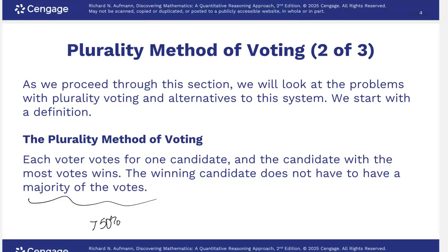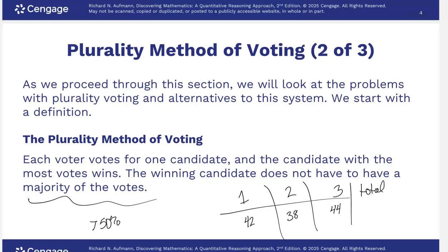So think about how American Idol votes, right? You could have candidate one, you could have candidate two, and candidate three. Maybe this candidate had 42 million votes. Maybe this one had 38 million votes, and maybe this one had, I don't know, 44 million votes. Then we would say, well, candidate three won, but what was the total number of votes? If we were to add all of those up, we've got 42 plus 38 plus 44. We've got 124 votes total.